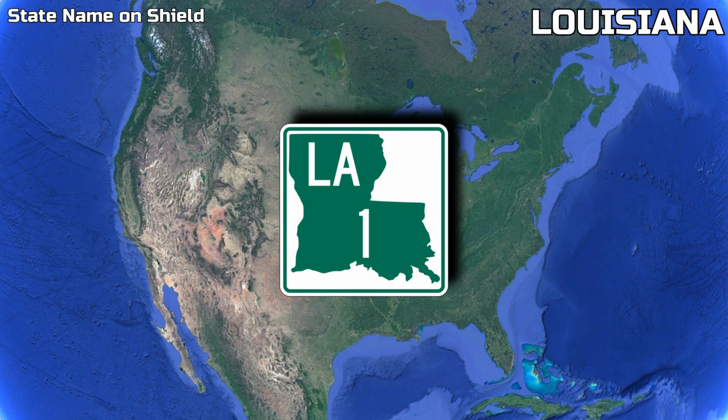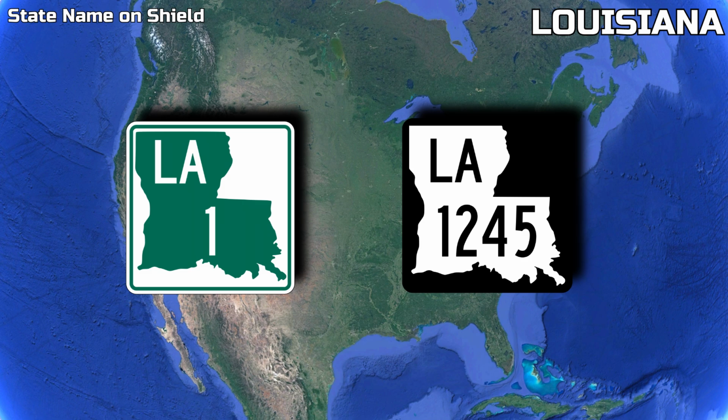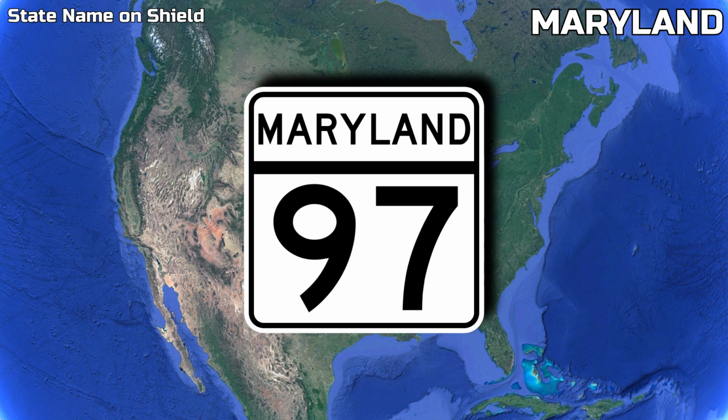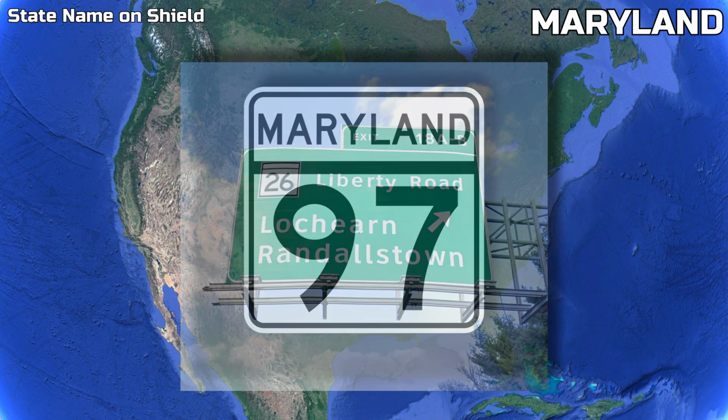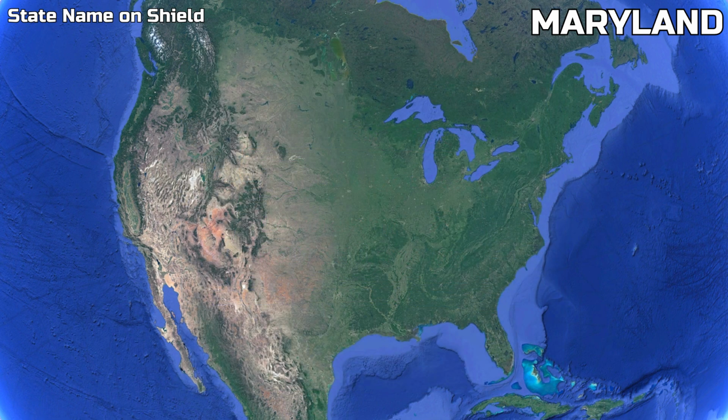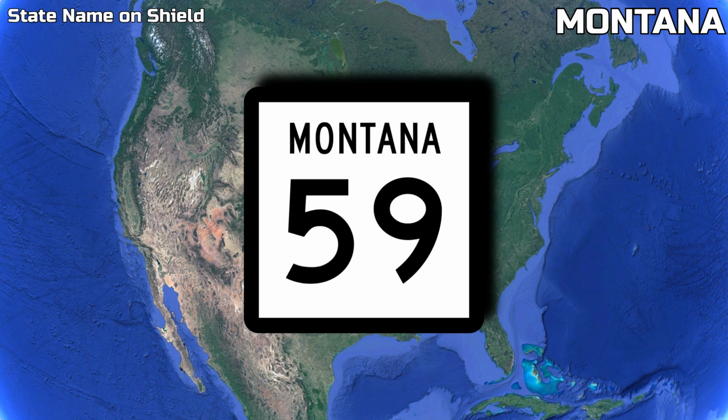Louisiana switched the color of its shields in 2008 from green to black. However, you'll still see the green ones around sometimes. Maryland's highway shield has its name at the top. On interstate highway signs, the shield often doesn't say the name, but still has that line at the top, making it recognizable. Montana's shield is similar to Illinois and Indiana, except it has a thick black border.